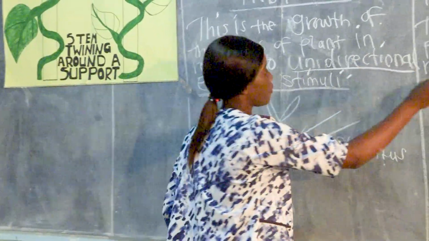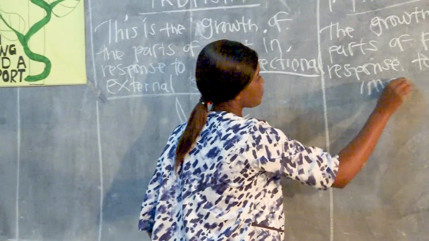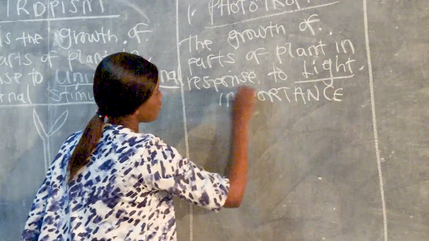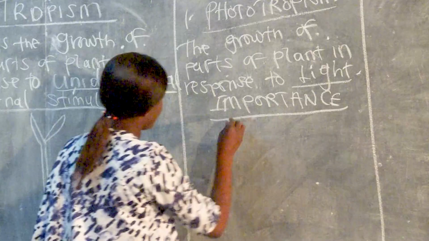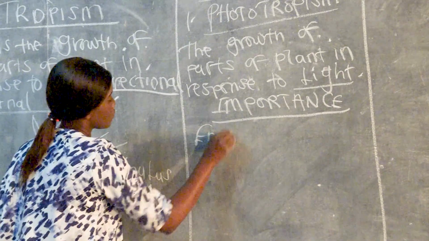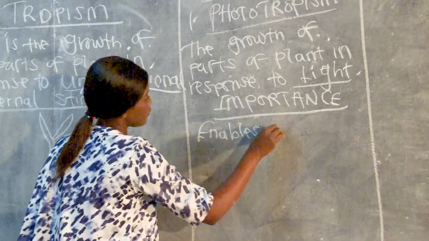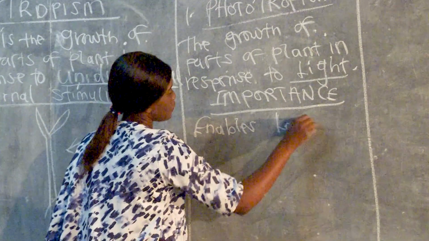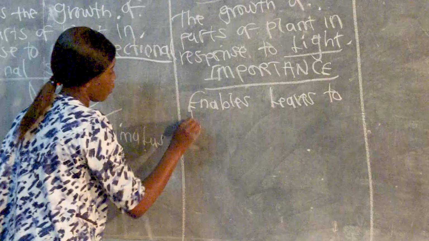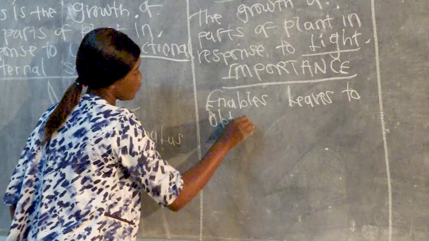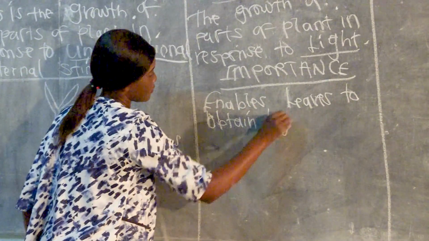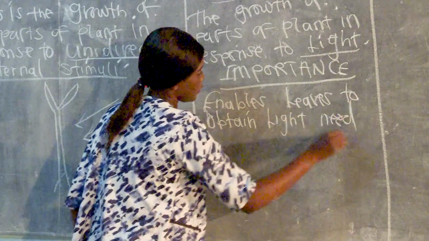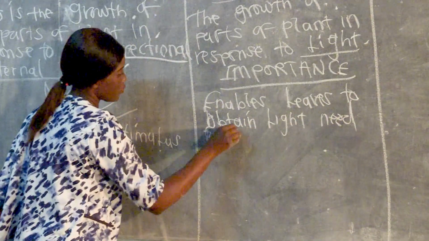Okay, so the importance of phototropism: it enables leaves to obtain light needed for photosynthesis.